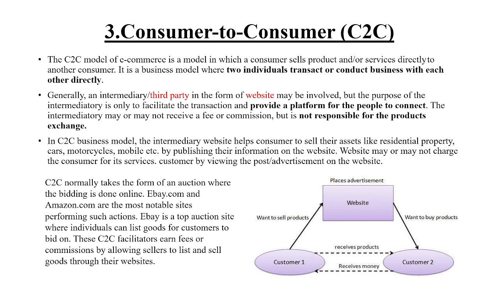So this website is just going to facilitate the transaction and provide a platform for the people to connect. And this website, that is the third party or intermediary, may or may not receive a fee or commission, but is not responsible for the product exchange. So in the C2C business model, the intermediary website helps the consumer to sell their assets like residential property, cars, motorcycles, mobiles, etc. by publishing their information on the website.